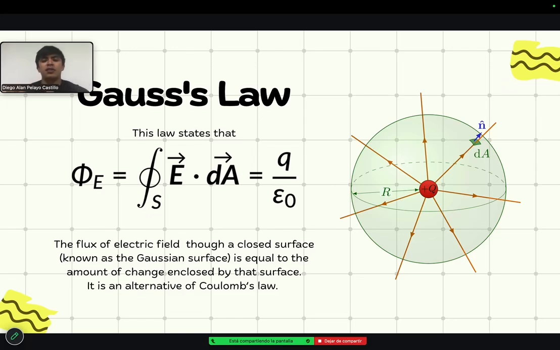Overall, this law is especially useful when there's symmetry, for example in a sphere, a cylinder, or even a plane. In these cases, the electric field is the same over the whole surface, which makes the calculations way simpler than if it was an irregular surface. The method we were taught was to first choose a Gaussian surface, then use the symmetry to simplify the field, then calculate the flux and solve for the electric field.